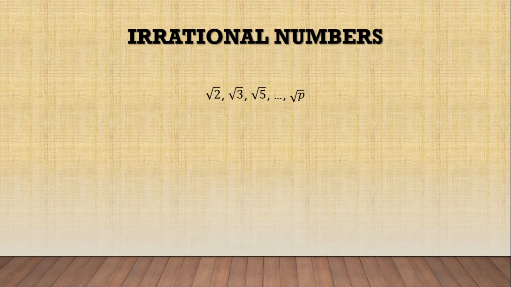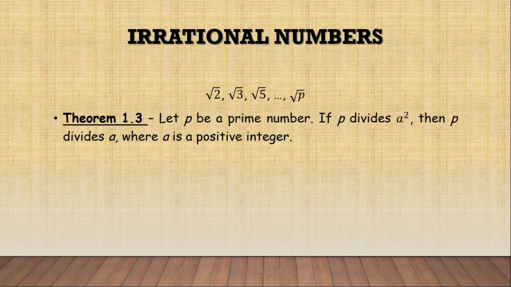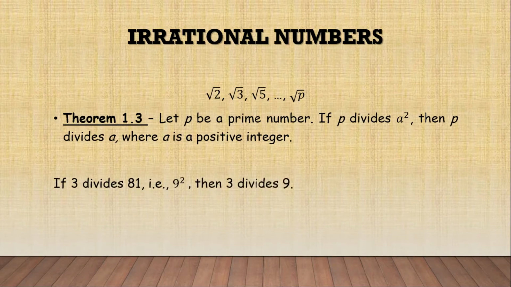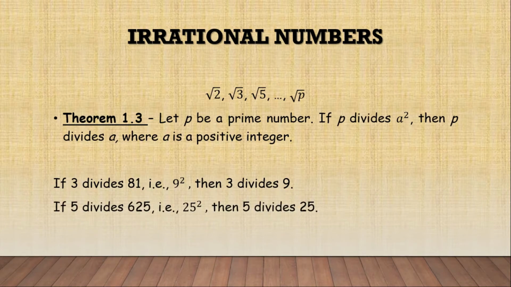Now let us see the third theorem of the chapter. It states that if p is a prime number and it divides a square, then p also divides a, where a is a positive integer. For example, if 3 divides 81, that is 9 square, then 3 divides 9. Or if 5 divides 625, that is 25 square, then 5 divides 25 also.